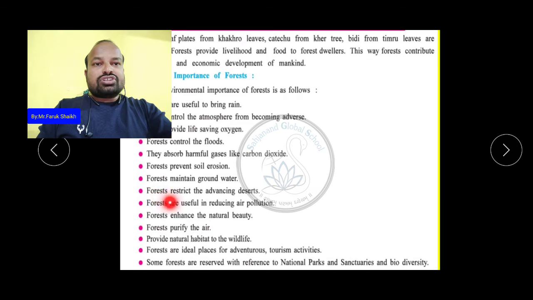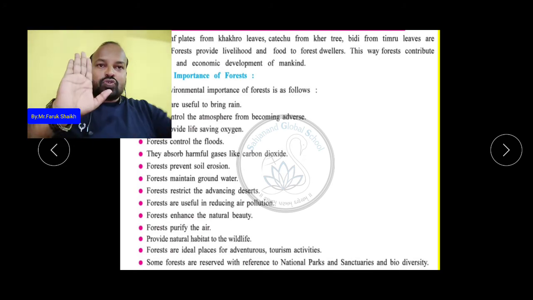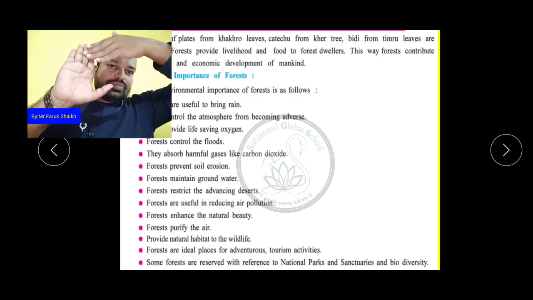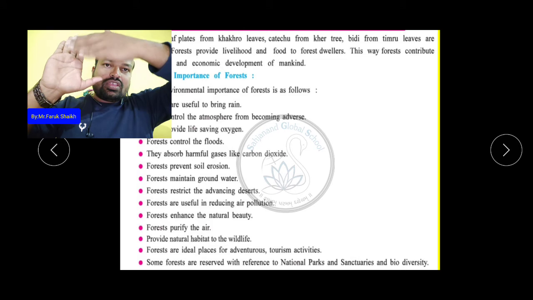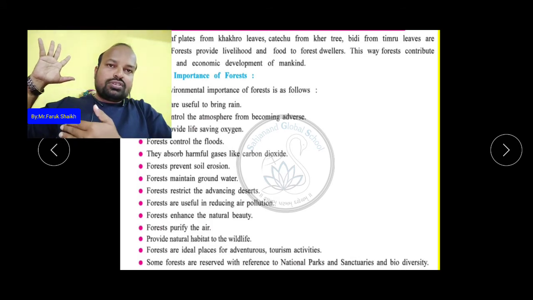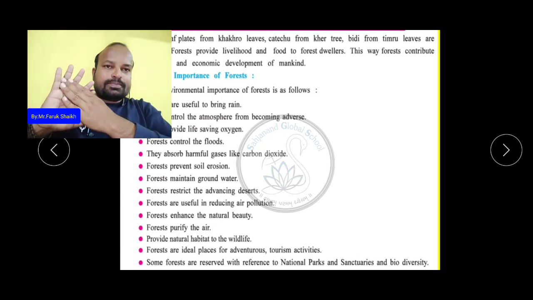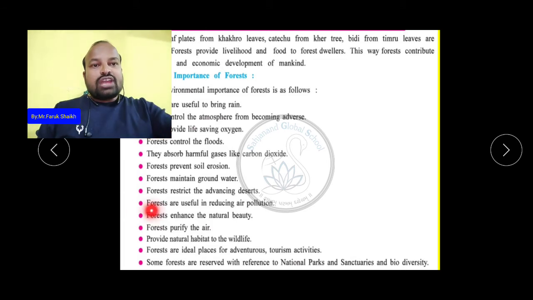Then forests restrict the advancing desert, meaning they stop the desert from growing. How? While the trees are there, in one line, when the wind is blowing, the sand of the desert will not flow out, it will be stopped there. The trees block the sand there. So sand will not go across the forest line. That is how the forest also restricts the advancing of desert. Forests are useful in reducing air pollution.